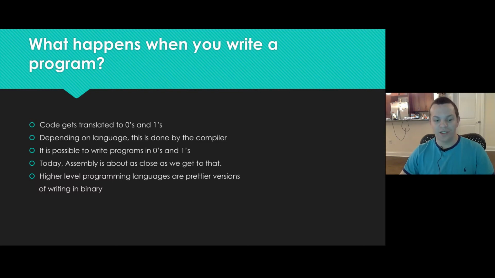Just like you can write a program in assembly that gets translated directly to binary, you can have other languages that are built on top of technologies like assembly that are a little bit higher level, and so on and so forth, which is how we get to most of our modern programming languages today.